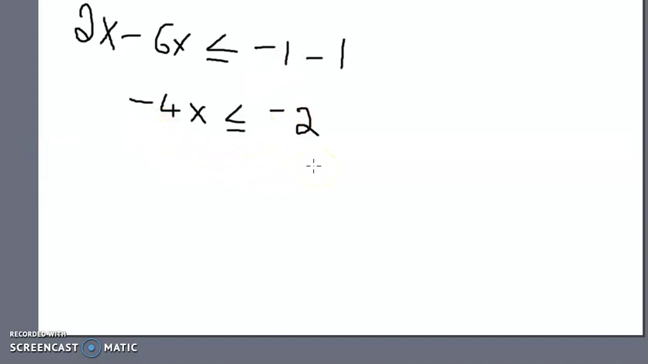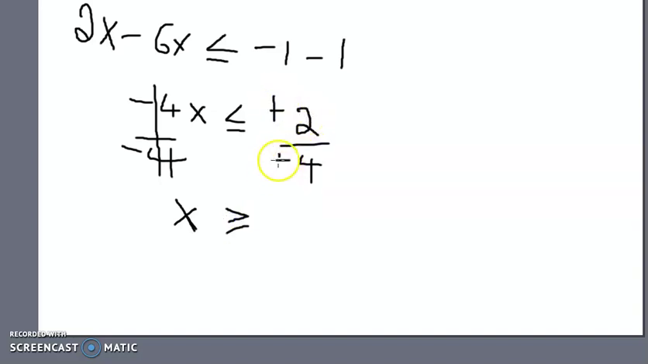And remember one thing: when you divide by a negative, this sign changes. From less than or equal, it will become greater than or equal, something like this. You just reverse this sign here. So when we divide by negative 4, we get x. You have to remember that you have to reverse this. It was less than, so then it becomes greater than. And here the negatives cancel, and we get a half, right?